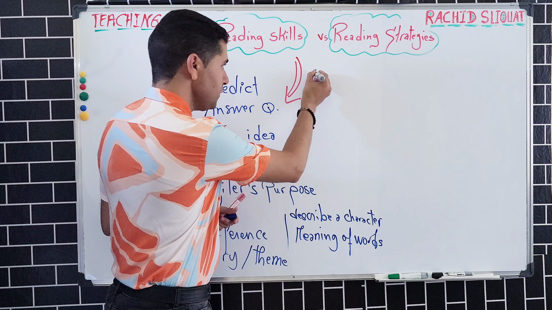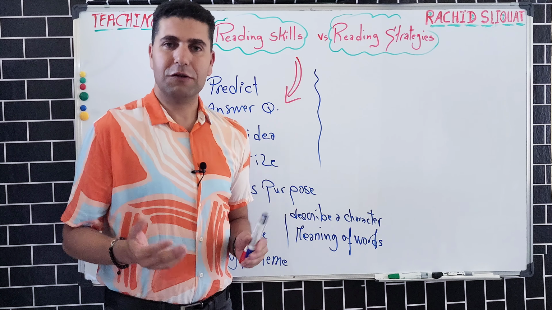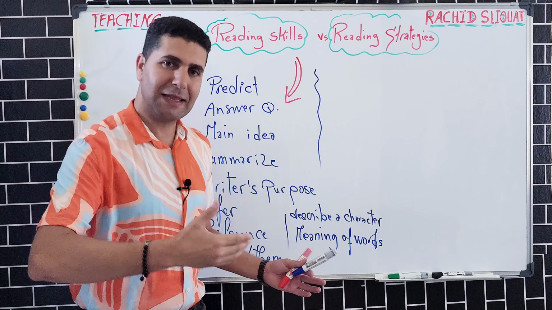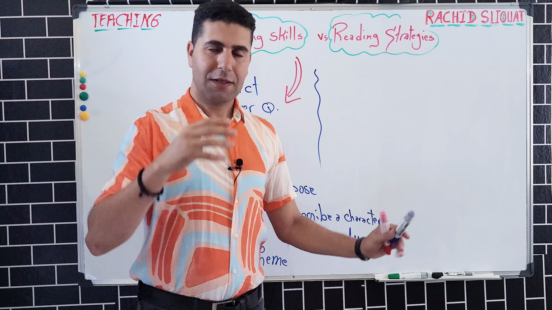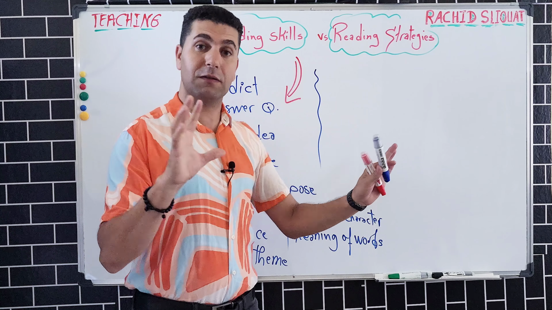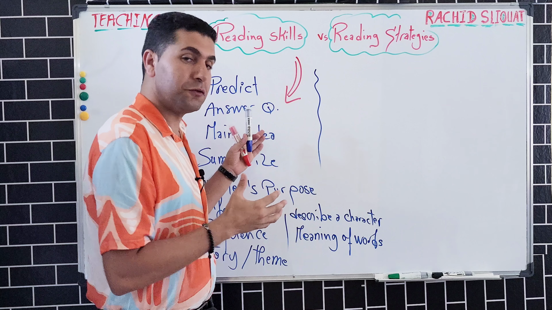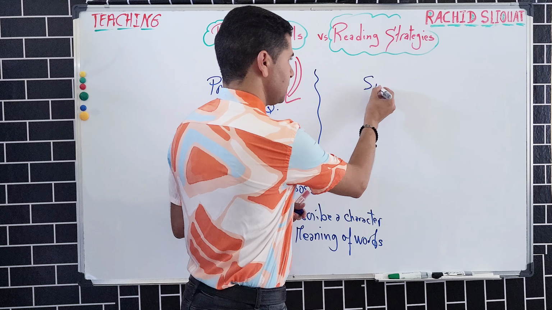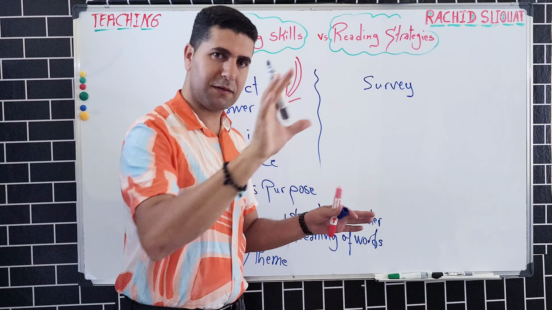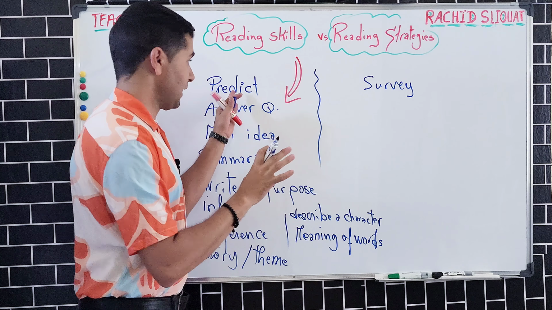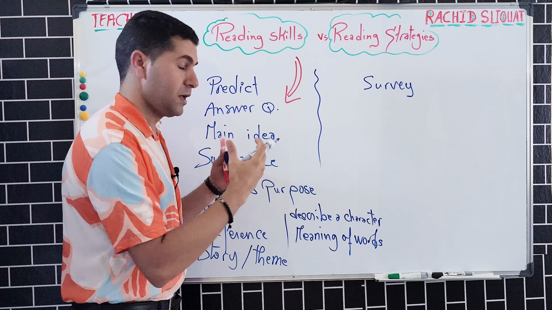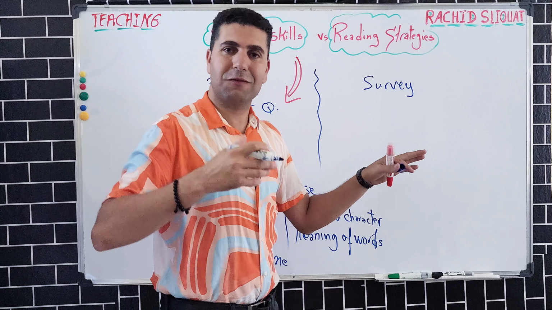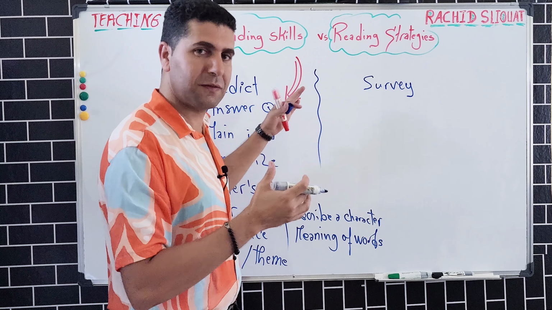Now, if we want our students to do this, we need to help them. To help our students, for sure, we train them on some strategies. So can you guess some strategies that students can use in order to do this? For example, they can survey the text, and when students survey the text, it can help them predict and have a general idea about the text. So surveying is a strategy that can help students do some of these.